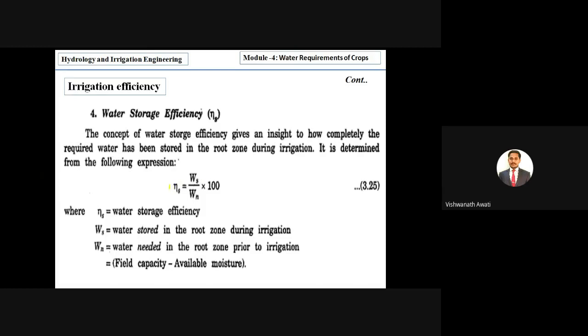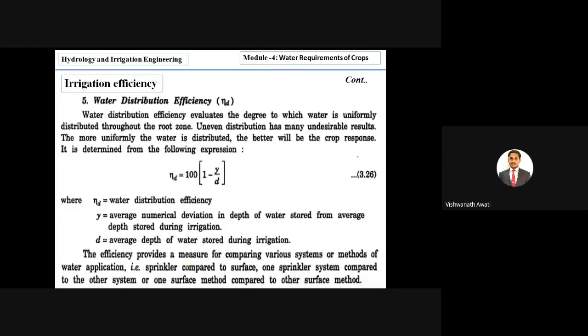The expression is eta s equal to Ws / Wn into 100. Here eta s is water storage efficiency, Ws is water stored in the root zone during the irrigation, and Wn is water needed in the root zone prior to irrigation. It is field capacity minus available moisture. Correct? Okay.